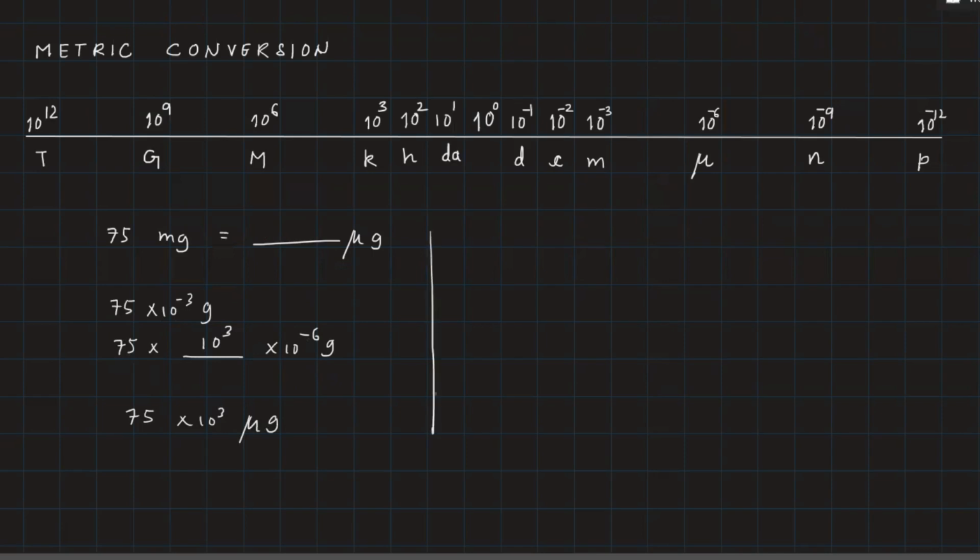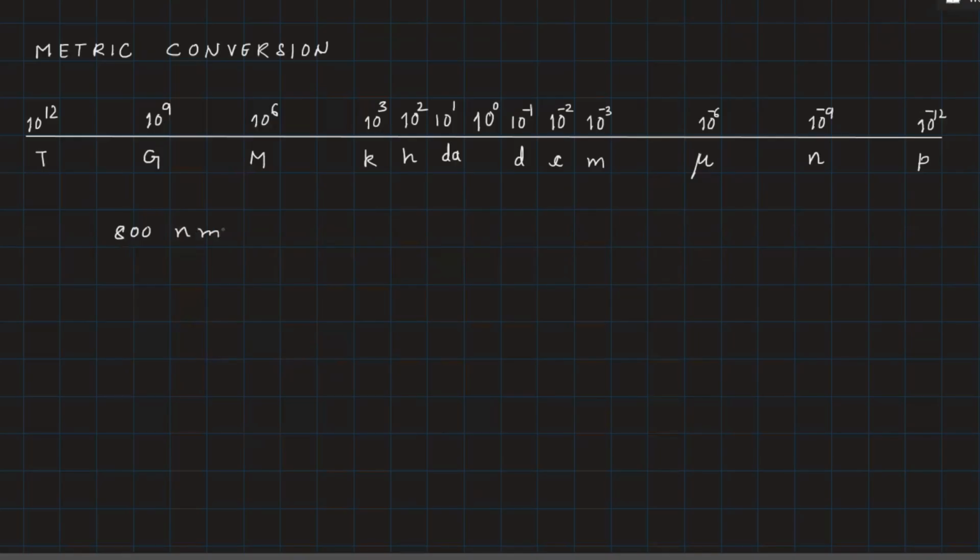And to make it into the scientific notation, I have 7.5, shifted one decimal. So this will be 10 to the power 4 milligram. Remember, if I put a decimal, that means I have to multiply by a 10. So this becomes 7.5 into 10 to the power 4 microgram.